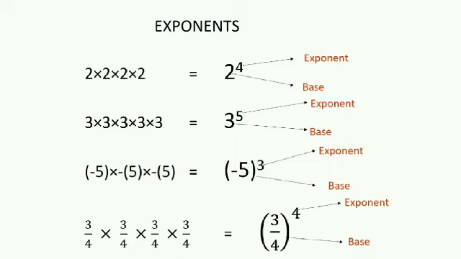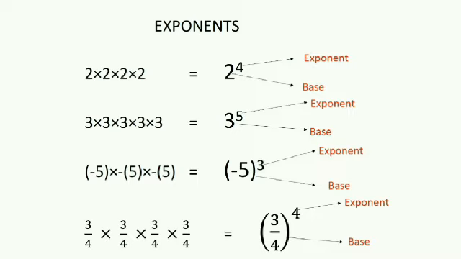In the first example, the number 2 is multiplied 4 times by itself. That is 2 into 2 into 2 into 2, that is equal to 2 to the power 4. Note down, it is read as 2 to the power 4.